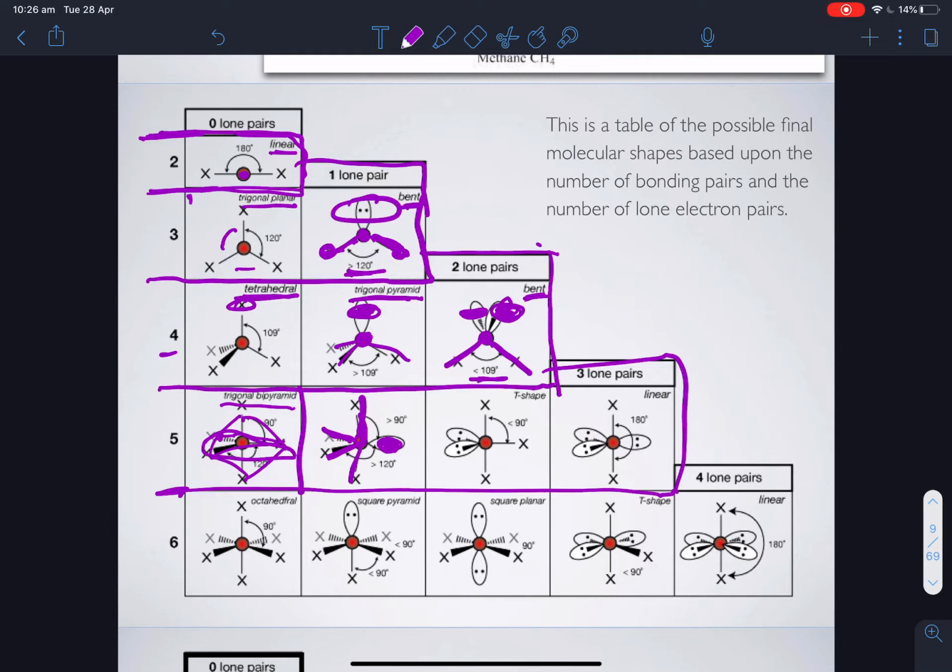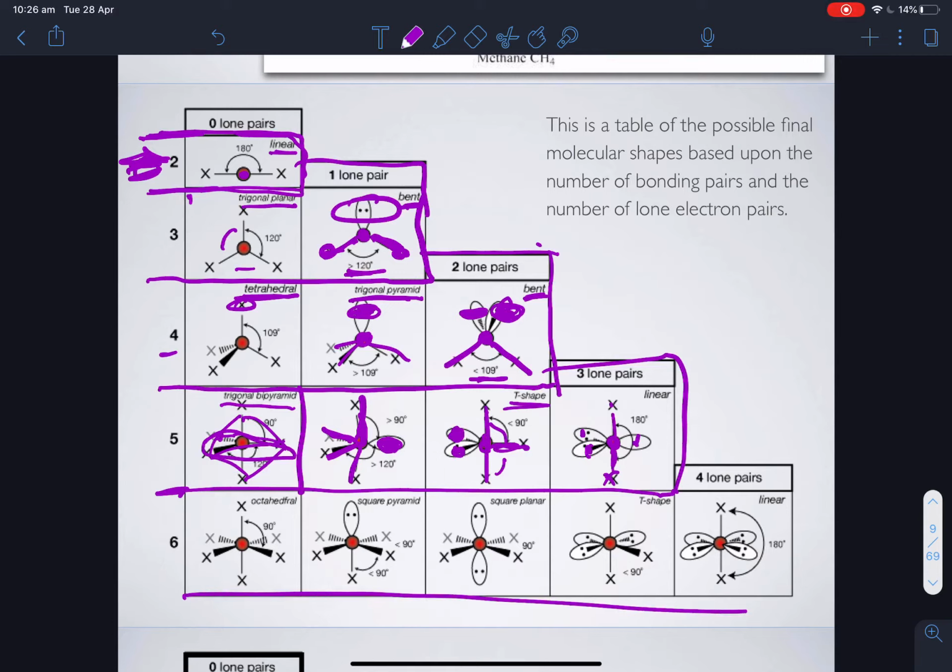Now, when we have 2 lone pairs, we actually get this all in a single plane T shape, and they're 90 degrees away from each other. So we call it T shape. And when we have 5 bonding regions but 3 lone pairs, we get a linear molecule, just like this one up here. A nice linear one.